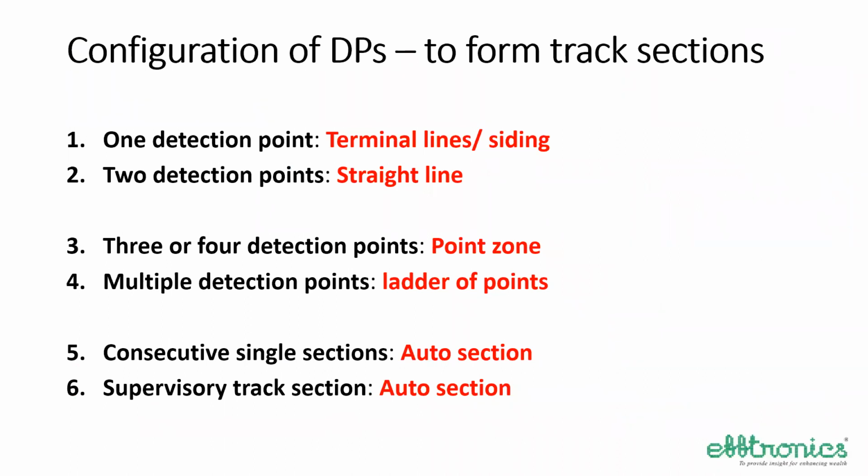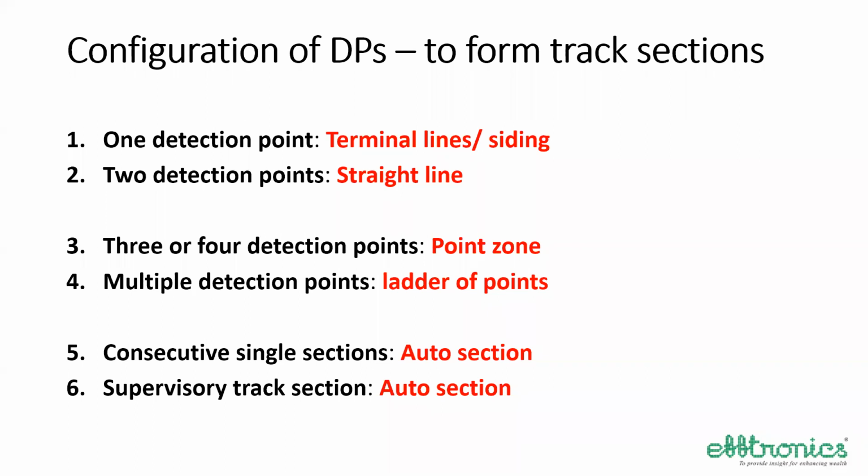Now coming to the signaling side. To monitor the track of a given yard, we have to finalize first the position of the DPs. How we have to do it is just similar to the track circuit. But there are some advantages of the axle counter compared to the track circuit. Like for example, point zone. If you try to include 2 or more points in a single track circuit, the series bonding becomes so complex that there can be failures which cannot be easily attended.